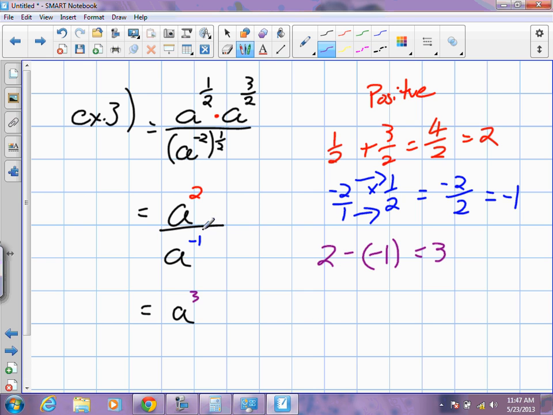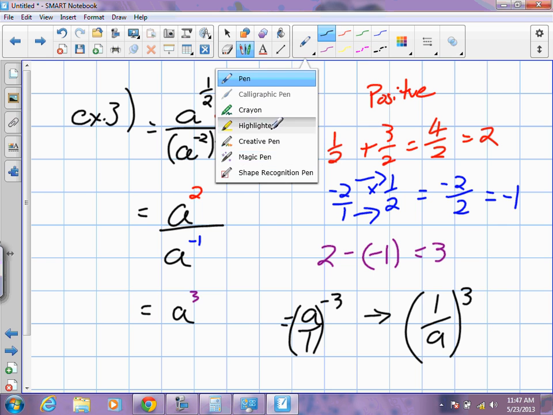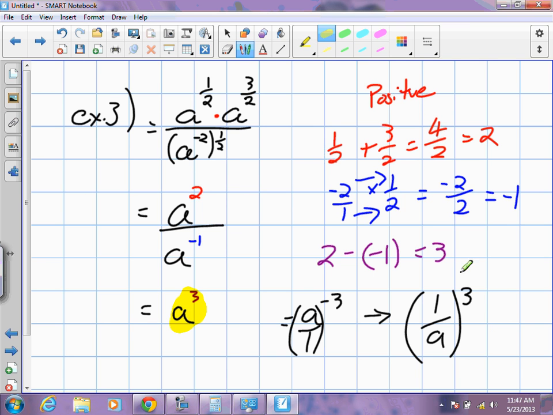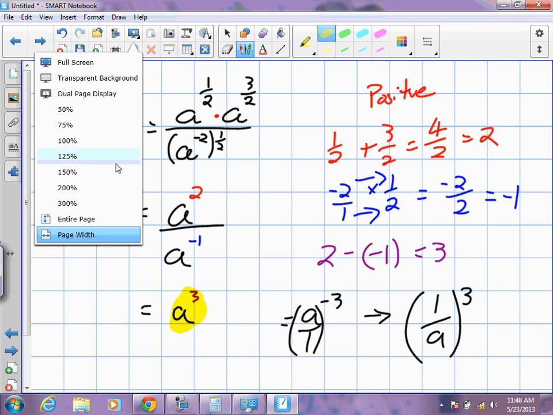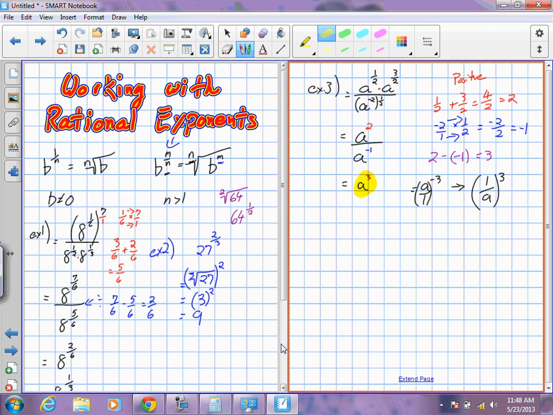Now, for argument's sake, let's say this said a to the power of negative 3. How would I turn that to a positive exponent? We take this whole number, like a fraction, and we invert it. So now it becomes 1 over a to the power of positive 3. So this was our answer, but if we'd had a negative answer, that's how we would have turned it into a positive. If it says put in positive form, then yes.